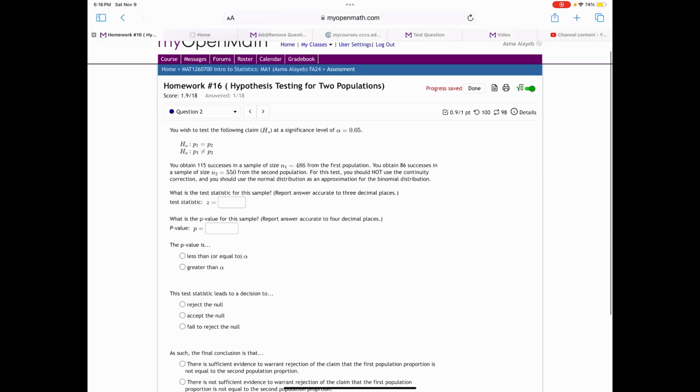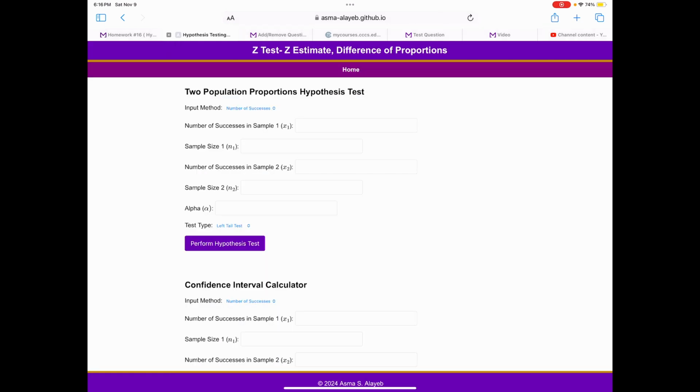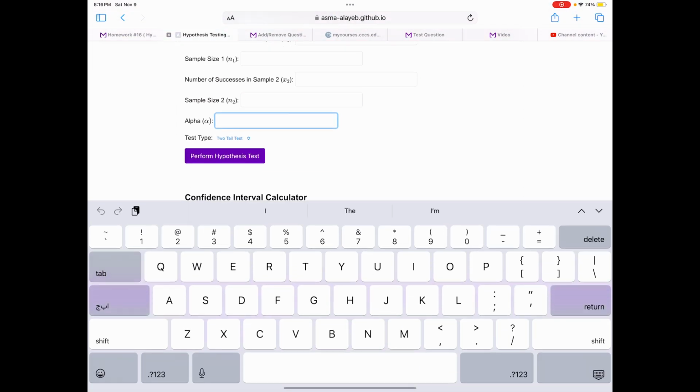So again, we're going to go to the resources. From the resources, we will access the statistical calculator. And because we're comparing two population proportions, the test we're using here is the z-test for difference of proportions. So that is this calculator right here. And now I know that I have a two-tailed test. That is the first piece of information. And I know alpha is 5%, so 0.05.